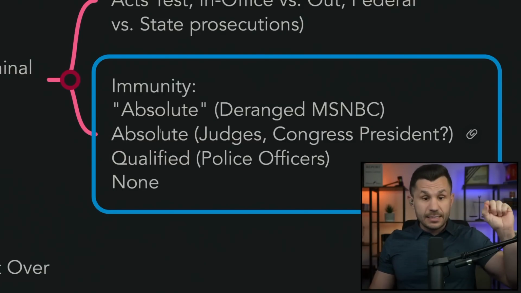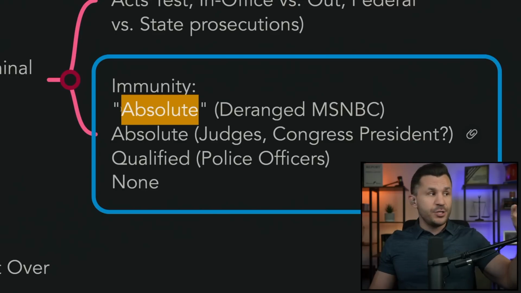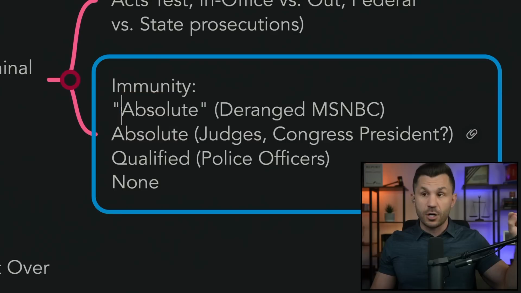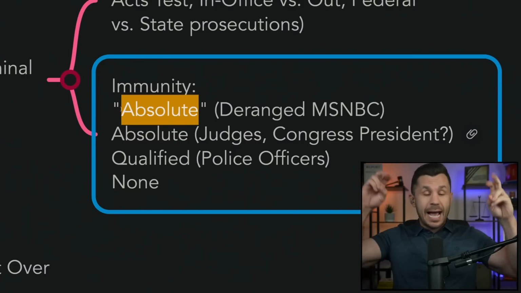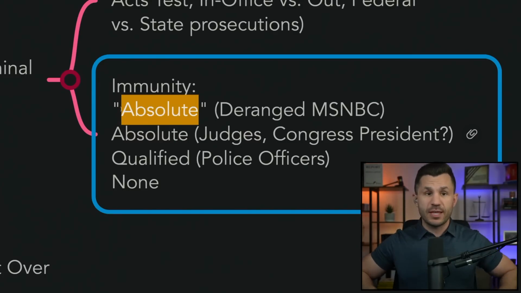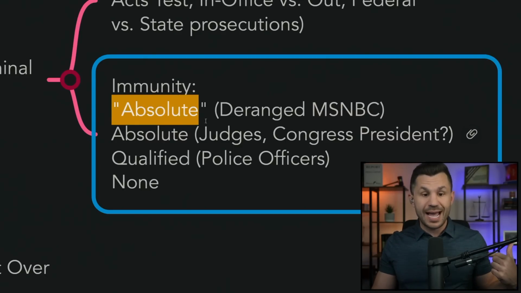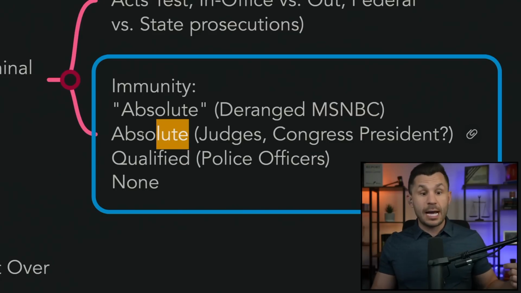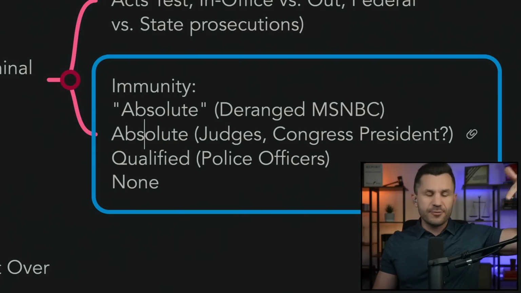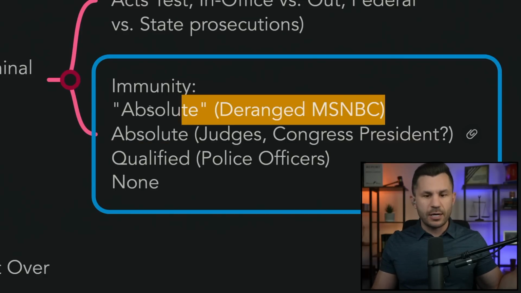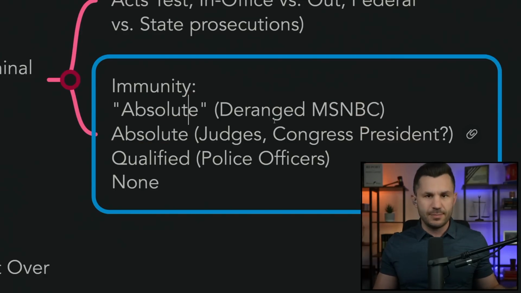Now, that is the type of immunity that deranged people on MSNBC and elsewhere are saying, right? They will use the phrase absolute immunity to talk about a tyrant dictator who can do whatever they want, like executing SEAL Team 6. So that's not what we're talking about, right? There's an actual legal concept called absolute immunity. So when Trump references that in this filing, that's what he's talking about. He's not talking about deranged, executing SEAL Team 6 type of stuff.